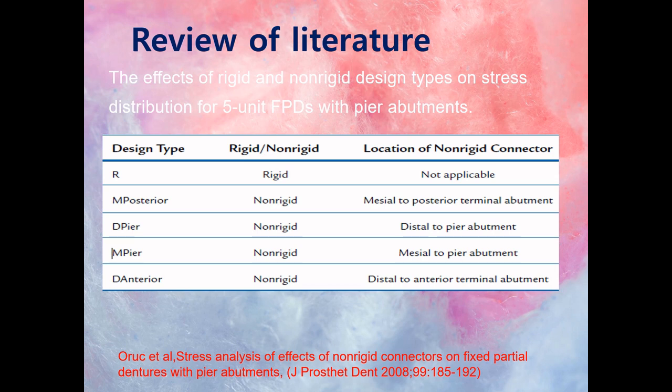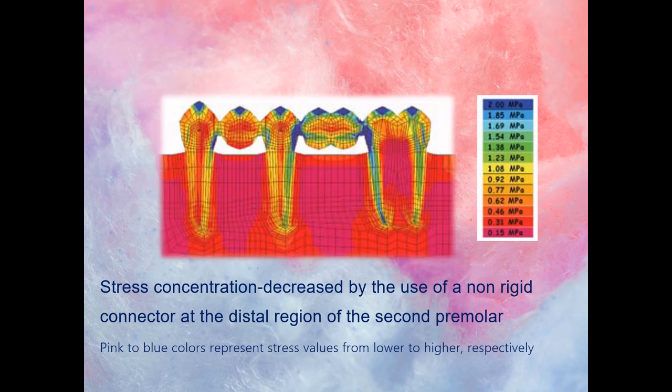In this study, the analysis revealed that maximum stress concentrations were located at the load areas for all the models, and the highest stress values were located at the connectors and cervical regions of the abutment teeth, especially at the pier abutment. Here in this picture you can see that for all the models the highest stress values were located at the connectors and cervical region of abutment teeth, especially at the pier abutment. The pink to blue color represents the stress values, that is, pink is the lowest stress value and blue is the highest.